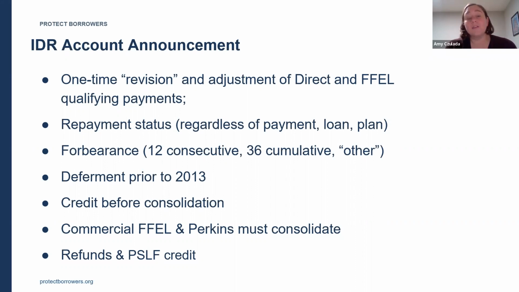And then you can also get credit towards debt cancellation for any borrowers who were steered into forbearance due to misrepresentations by a student loan company. And in order to demonstrate that you were steered into forbearance, you would need to file a complaint with the Federal Student Aid Ombudsperson. And I'll be sending out that link tomorrow as well.